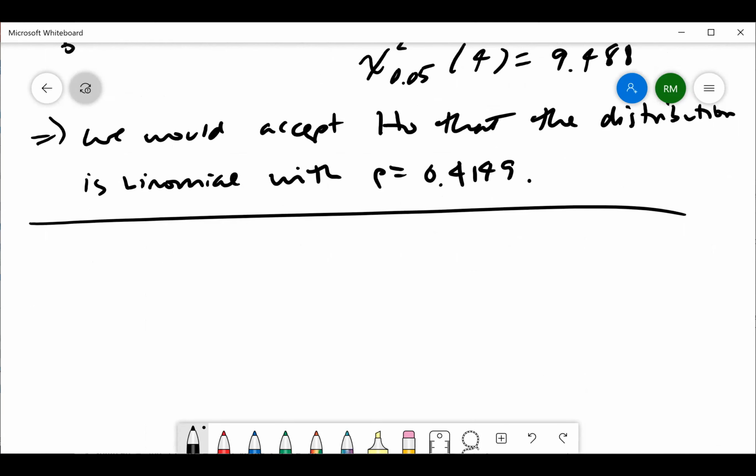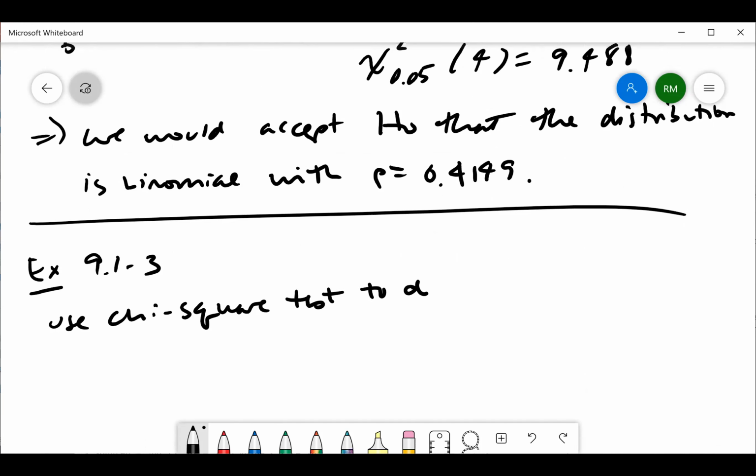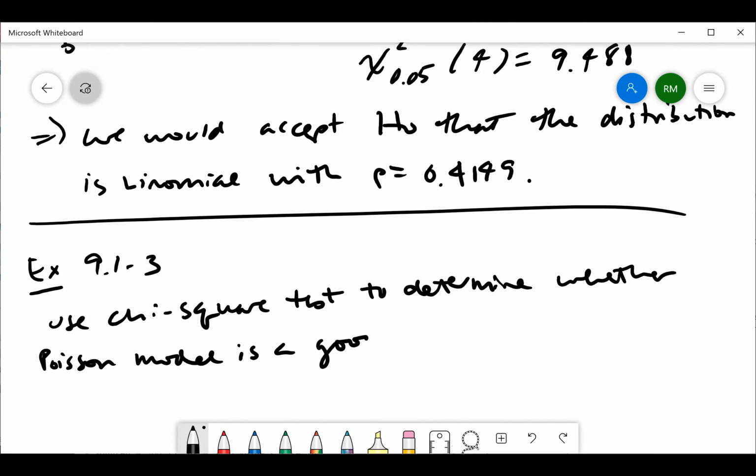So the last 2 examples we're going to talk about are ones from the book. This is example 9.1-3 in the book. And in this case, we're going to use the chi-square test to determine whether the Poisson model is a good fit for our data.